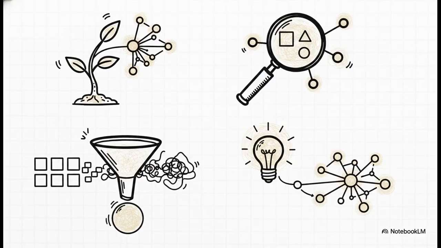Let's break those 4 pillars down really quickly. First is evolution. A knowledge graph is schemaless and totally flexible, which means it can continuously ingest new information, new nodes, and new relationships without you having to completely rebuild the database from scratch. Huge time saver. Second is semantics.